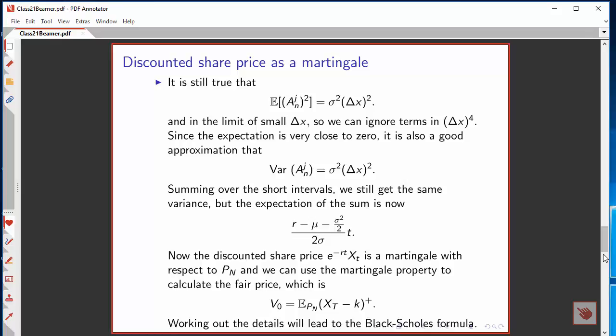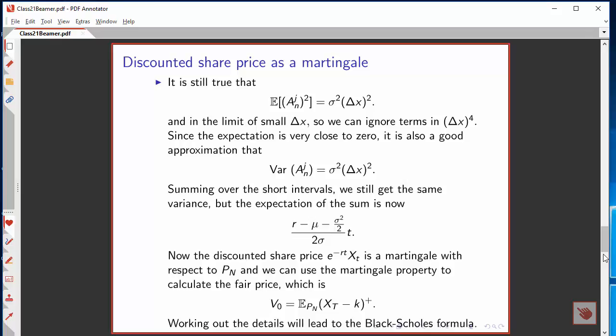Now we've succeeded in making the discounted share price e to the minus rt times x sub t a martingale with respect to this new probability distribution, and since we know it's a martingale, we can calculate the fair price. All we have to do is look at situations where the price at time t exceeds the strike price k, take the expectation of that with respect to a probability distribution which we now know, and using the martingale property we can say the result is the share price, the fair price of the option at time 0.